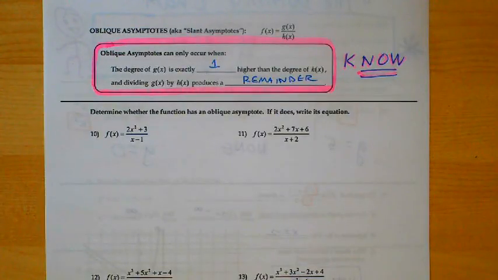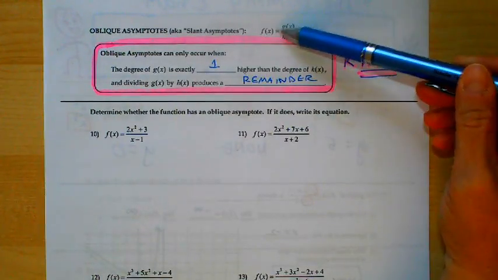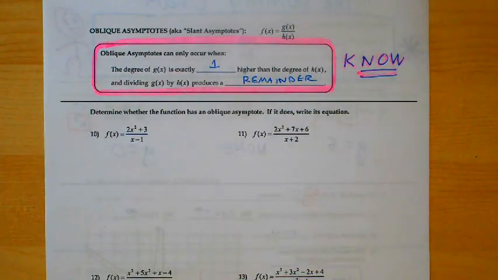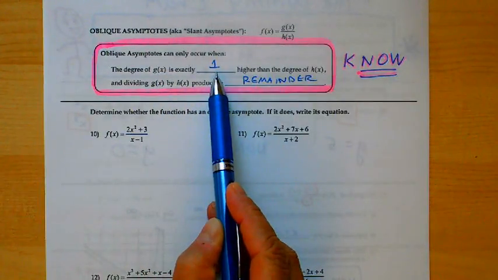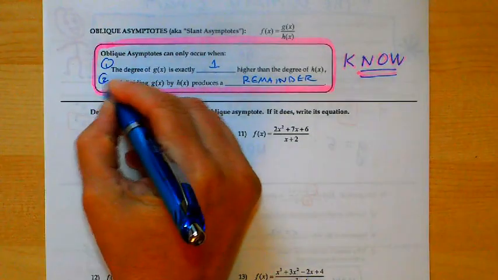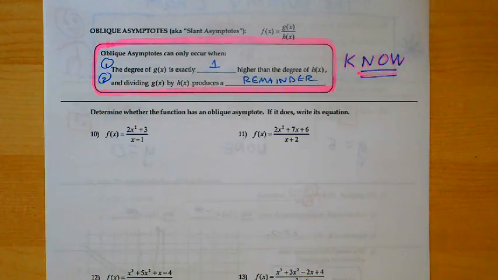Okay, so this fact is summarized at the top of the next page. Oblique asymptotes, aka slant asymptotes: when we think about rational functions as the ratio of two polynomials, oblique asymptotes can occur when these two conditions are met. Two conditions. The degree of the numerator is exactly one higher than the degree of the denominator, that's condition one. And condition two, the division produces a remainder. And if those two conditions are not met, you do not have an oblique asymptote.